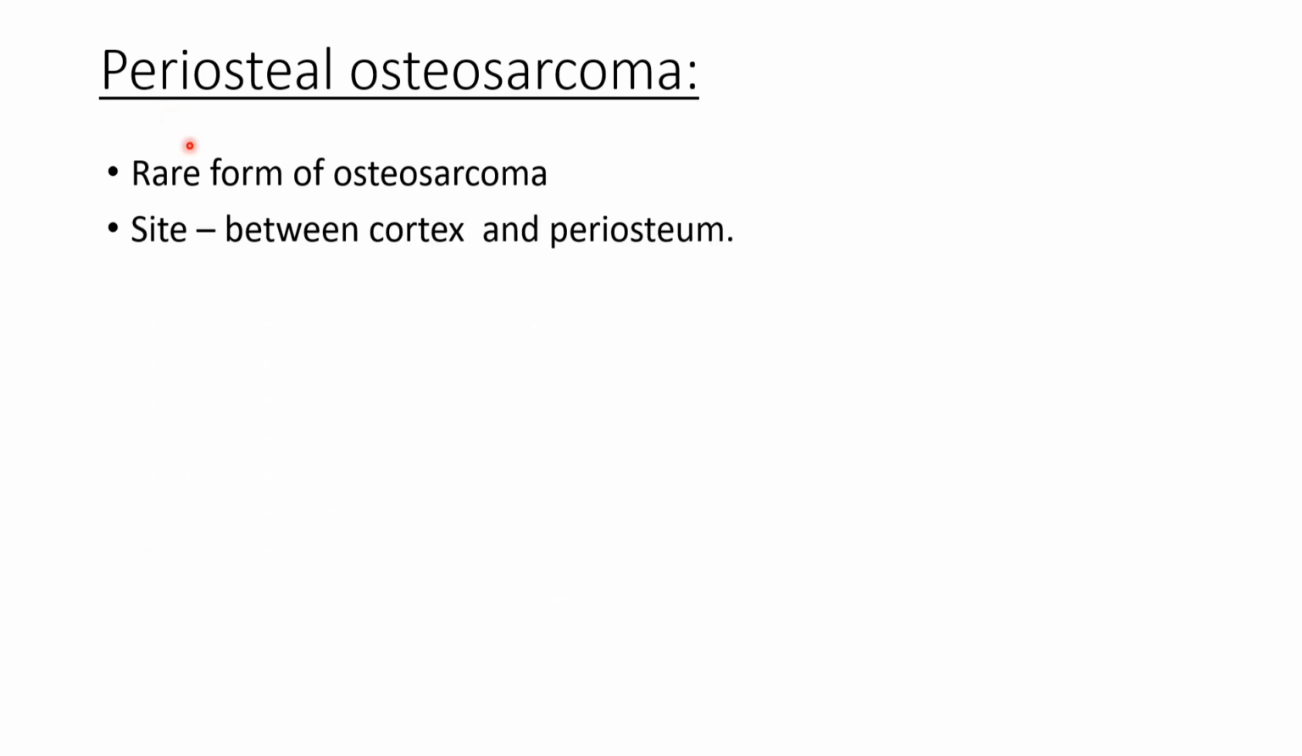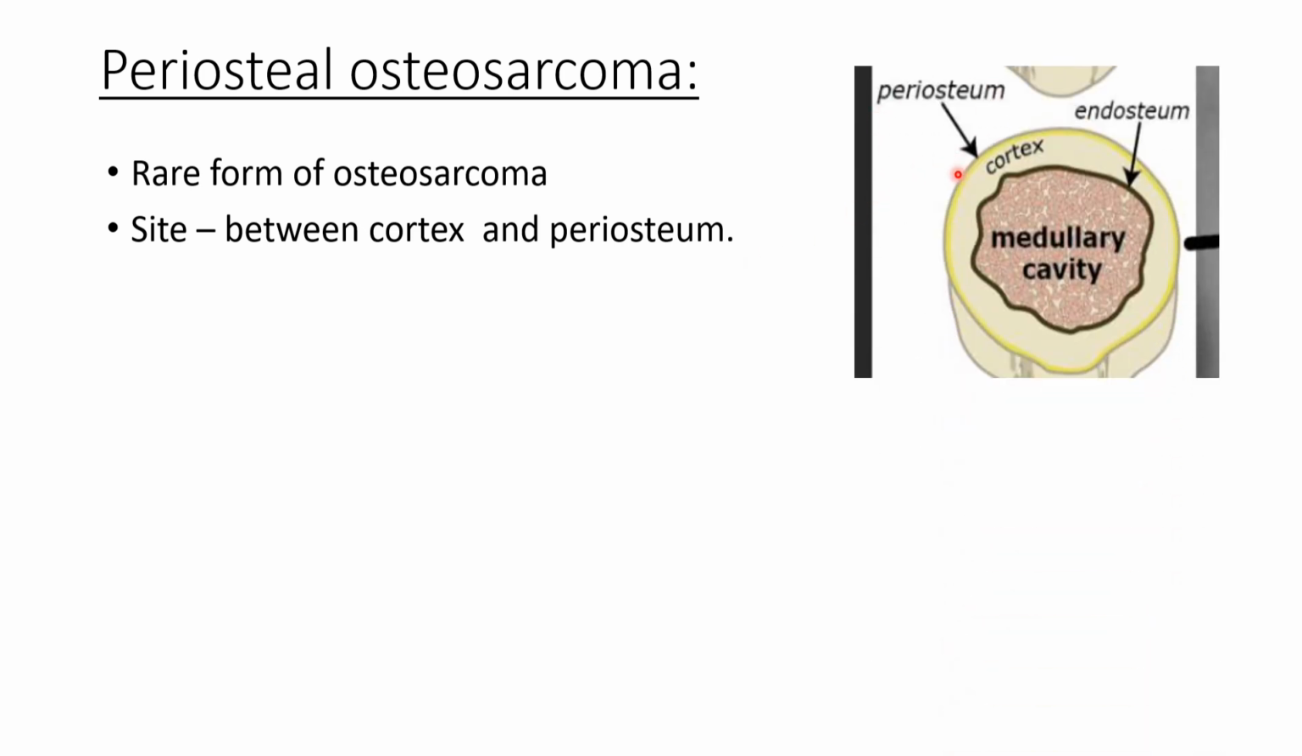Now coming to the next variant of the surface osteosarcoma, the periosteal osteosarcoma. It's a rare occurring osteosarcoma and it occurs between cortex, the outer portion of the bone, and the periosteum, the outermost covering of the bone. This is the periosteum, the outer covering, and this is the cortex. It occurs in the region between this side.